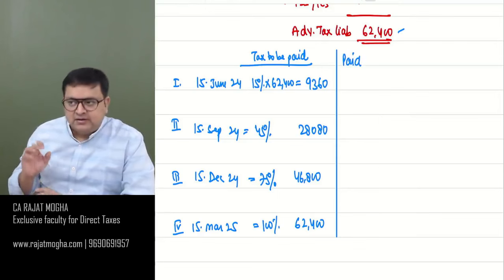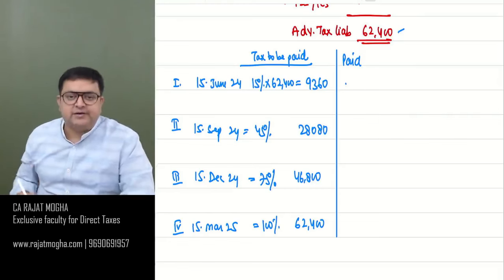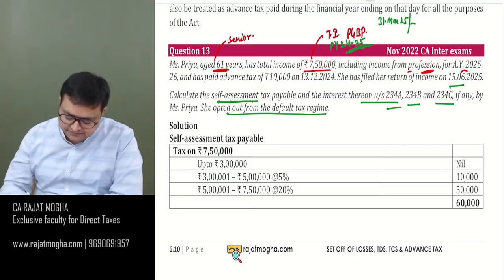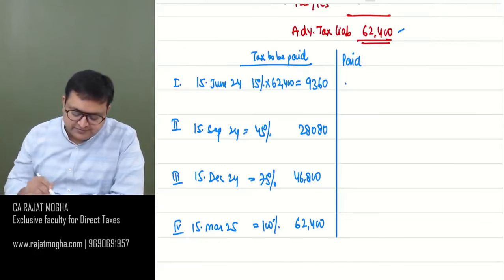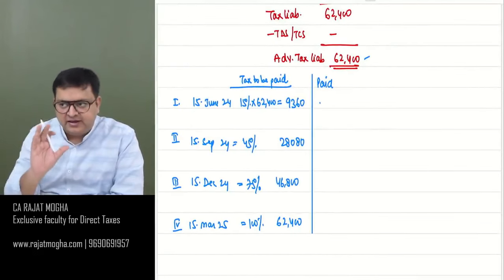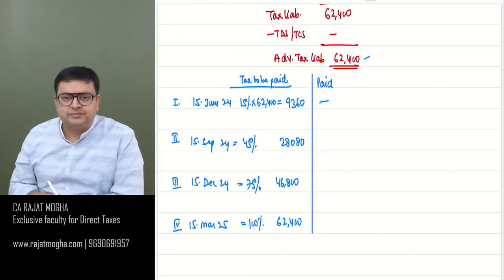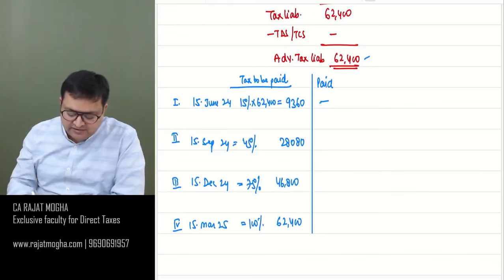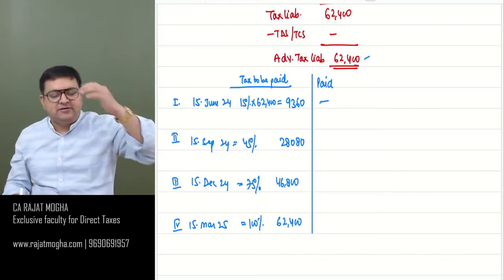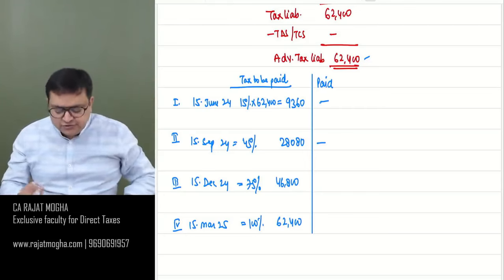Tell me, if in this question we would have paid anything up till 15th June, I would have written it over here. But I think she has paid on 13th of December 24, 10,000 rupees. I will here ask you that up till 15th June, how much is paid? 0. Agree? She has not paid here. Up till 15th September, if on any day assessing officer will see how much is deposited by the assessee, in this question it is 0.